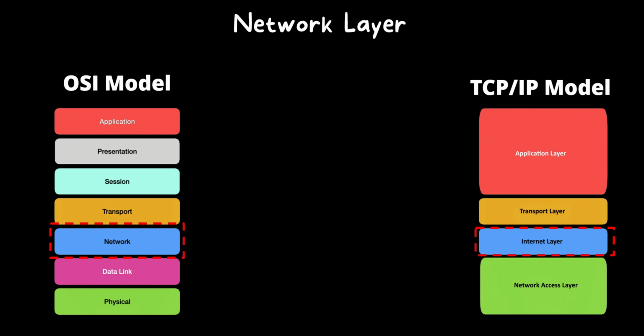So what is the network layer and what are the functions of the network layer? The network layer in the OSI model or in TCP/IP is a layer that manages the networking part of the network communication. On the screen you can see the OSI model on the left side and the TCP/IP model on the right side. In the OSI model there is a layer called the network layer, and the equivalent layer in TCP/IP is called the internet layer. Basically, the functions of both layers are the same.